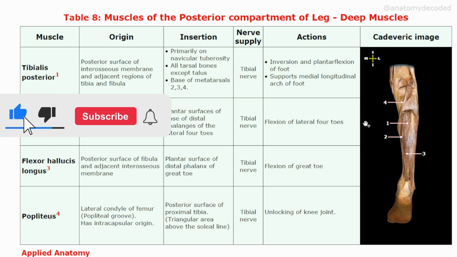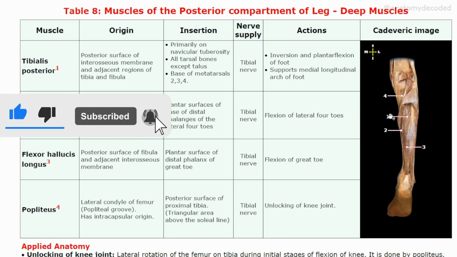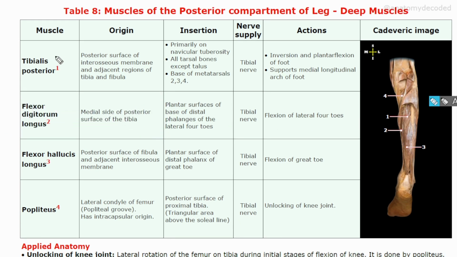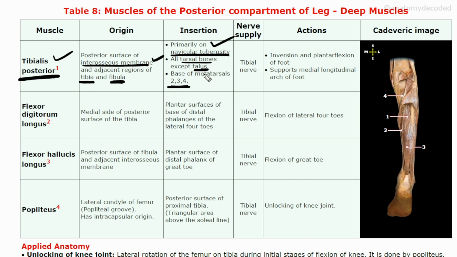deep muscles. This table shows all four deep muscles. The first muscle mentioned is tibialis posterior, arising from the posterior surface of the interosseous membrane. There is a membrane between the tibia and fibula that is referred to as the interosseous membrane, and adjacent parts of tibia and fibula. Insertion, we saw, is primarily on the navicular tuberosity and then all the tarsal bones except talus, as well as on the base of the second, third, and fourth metatarsal bones.